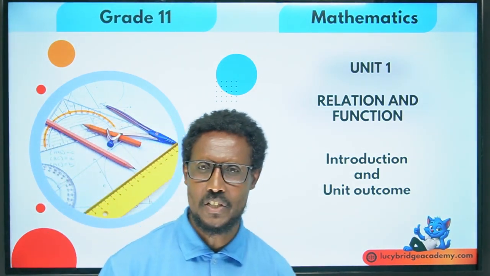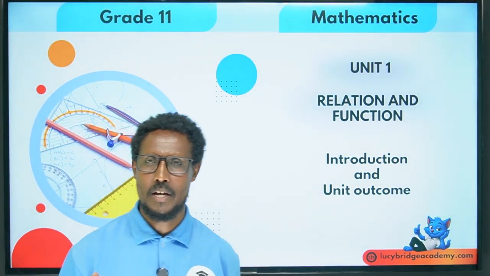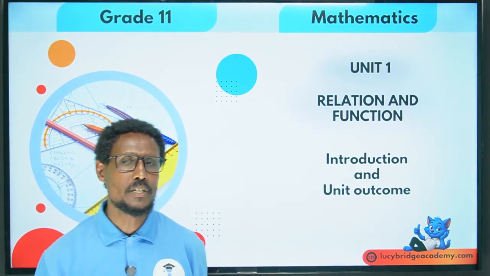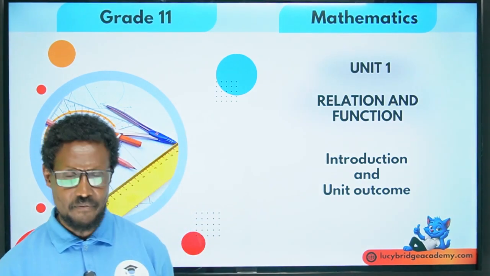Relations and functions unit outcome. After the end of this unit you will be able to define different kinds.